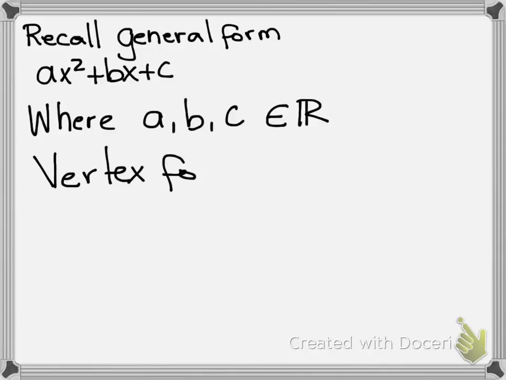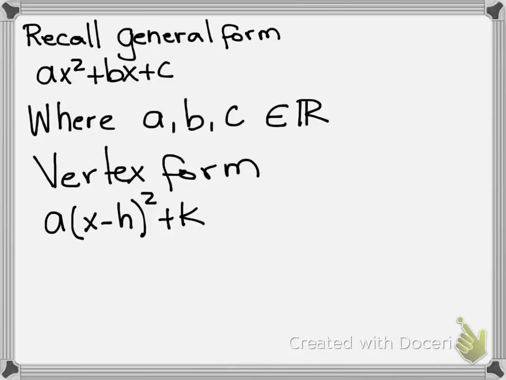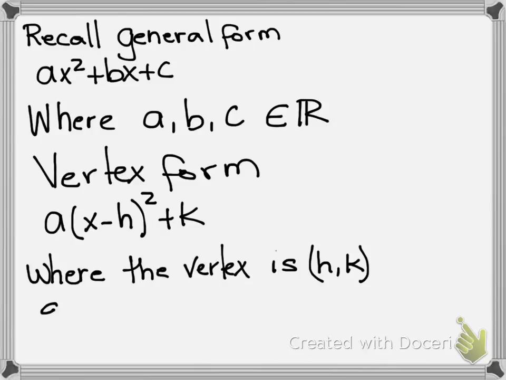Now, the vertex form is written like this: a times the expression x minus h, quantity squared, plus k. When we have something like this, we know the vertex right off the bat. The vertex of this is h, comma k. The h is the opposite of the number with the x, and the k is as it is, outside the parentheses. Let us look at what we have here.